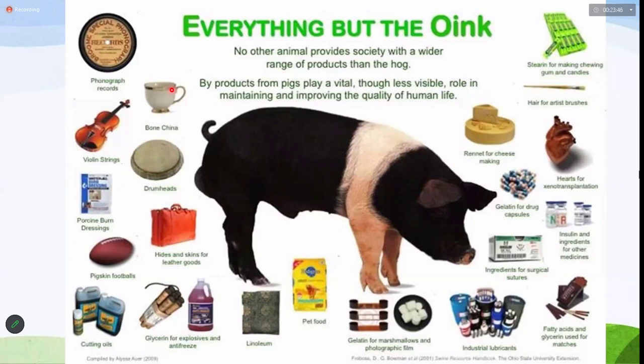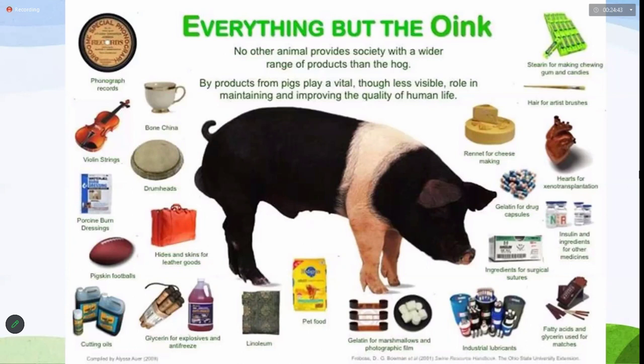That's why in some cases some Hindus do not use porcelain items. What do you think is the reason for that? Yes? Can you guess? Some Hindus do not use porcelain items, they use steel or stainless steel items. Any guess?